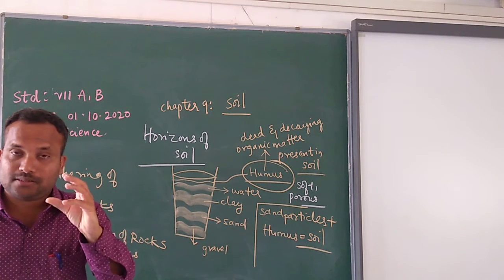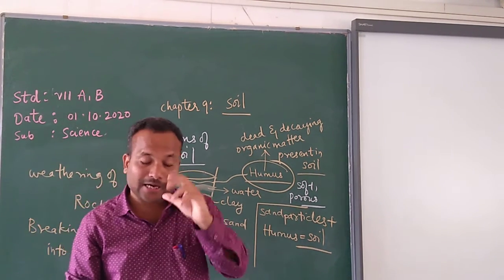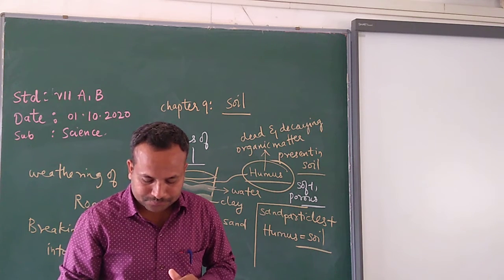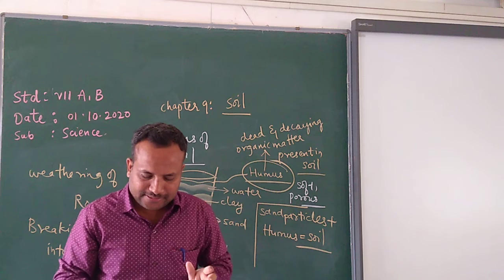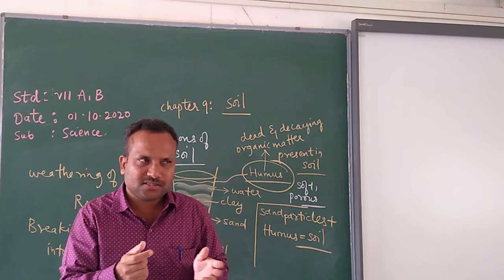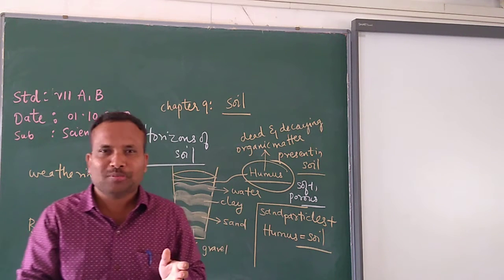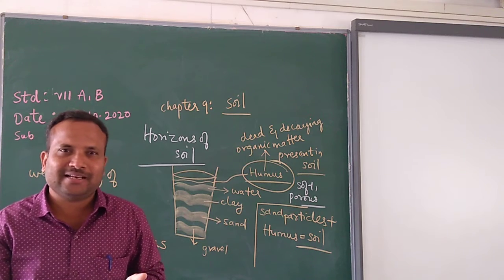It is hard, like rocks are present, hard rocks. Then small lumps of rocks with cracks. So we can't find any humus in this. Humus is not there in this layer.